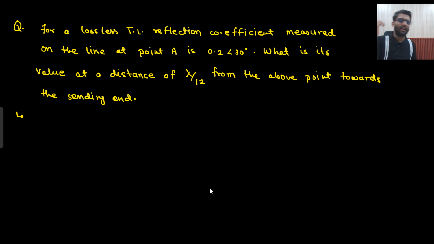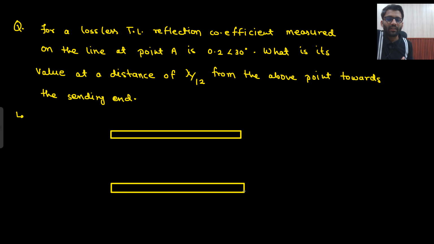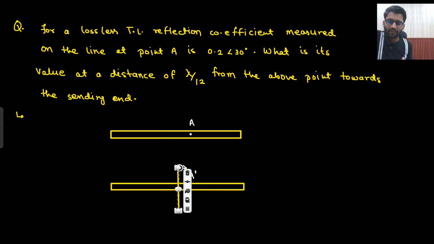Let's solve a question regarding reflection coefficient. This was asked in the GATE examination. The reflection coefficient is measured on the line at a point A. This is a transmission line. At a random point AA dash, your reflection coefficient is given, at some distance y, which is 0.2 and angle 30 degree.